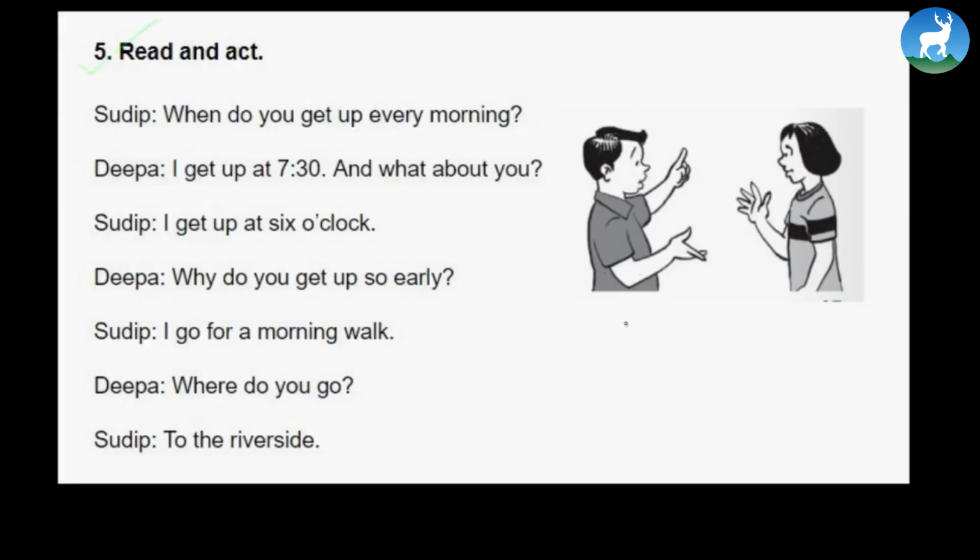This is Sudeep, by the way, and this is Deepa. So let's find out what they are talking about. Sudeep, when do you get up every morning? Deepa, I get up at 7:30. And what about you? I get up at 6 o'clock. Why do you get up so early? I go for a morning walk. Where do you go? To the riverside.